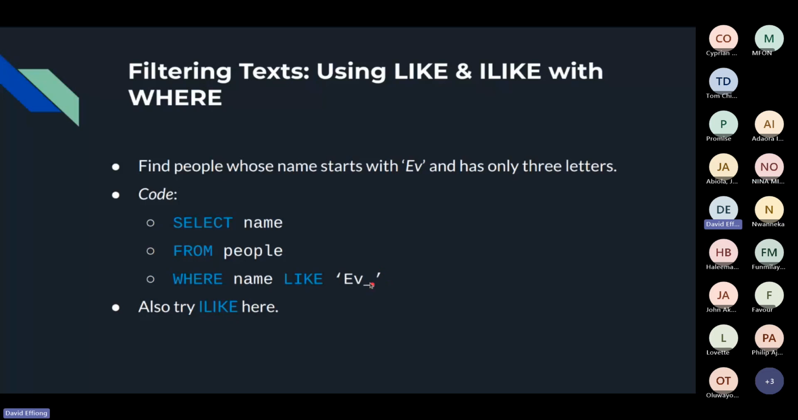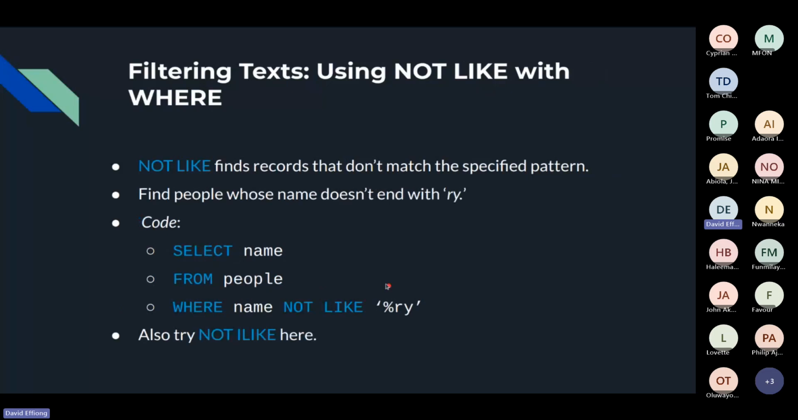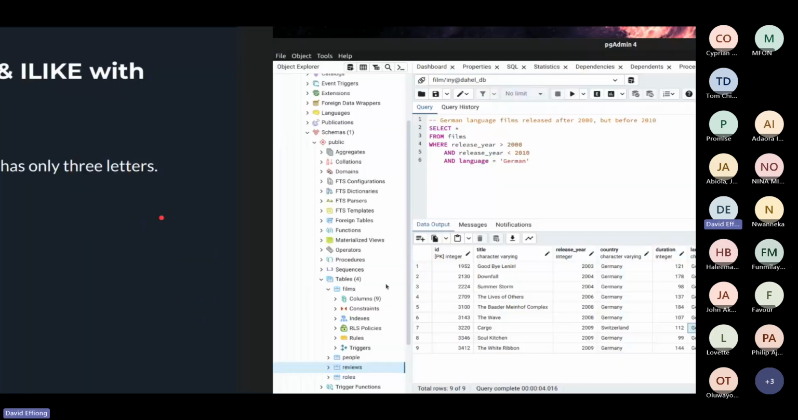Underscore is only one character. If we want 4-letter words, we can now add another underscore. So now we have 1, 2, 3, 4. And let's just code this because we are talking too much.